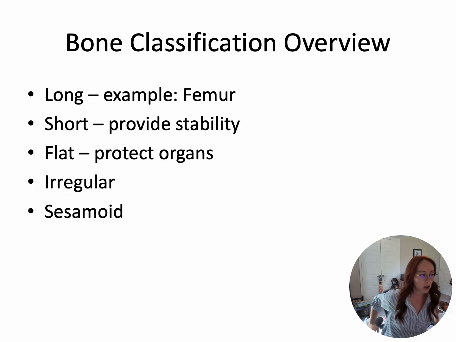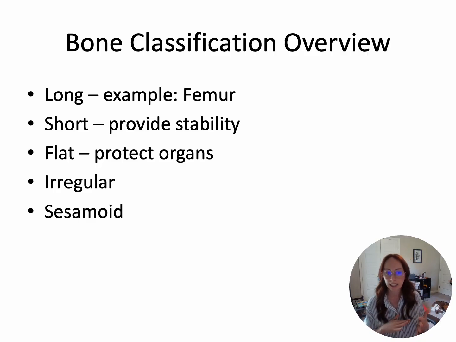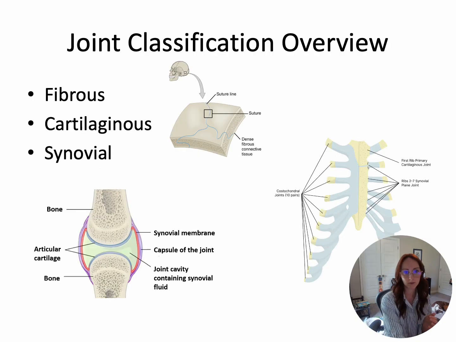All right, and now we're going into our bone classification. So, overview: we have various types of bones within our body. We have long, short, flat, irregular, and sesamoid bones. They all have a different purpose, whether some of them are for stability or protection, or some of them help with assisting movements like different gliding movements.